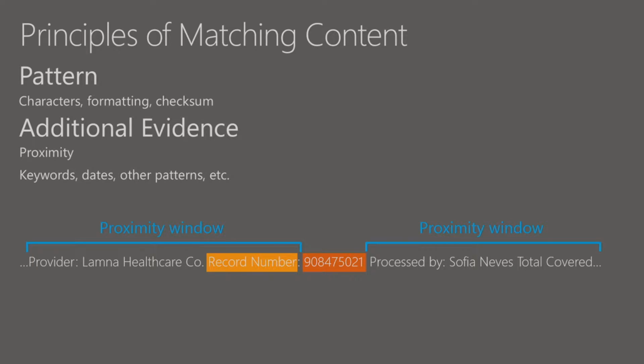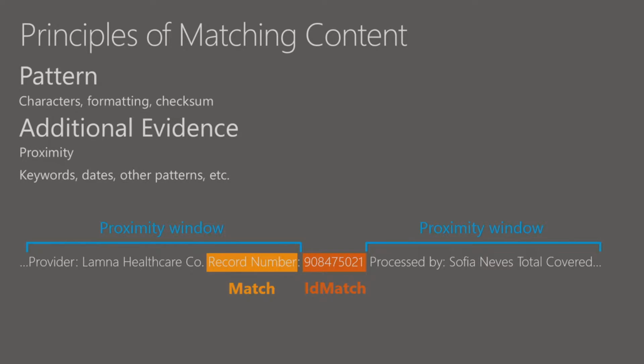Inside of that proximity window, that's where we're going to look for our different evidence. As we create our own custom sensitive information type here, we control the size of that proximity window, as well as the kinds of things that we're looking for inside of that proximity window to increase our confidence.